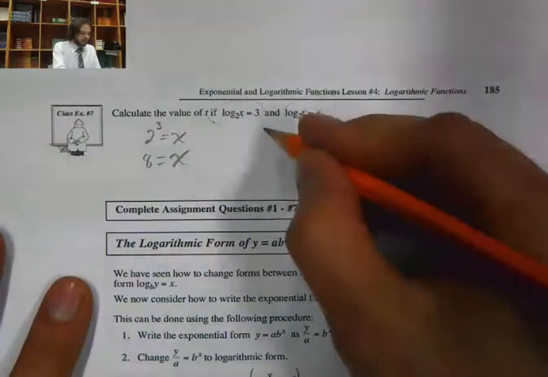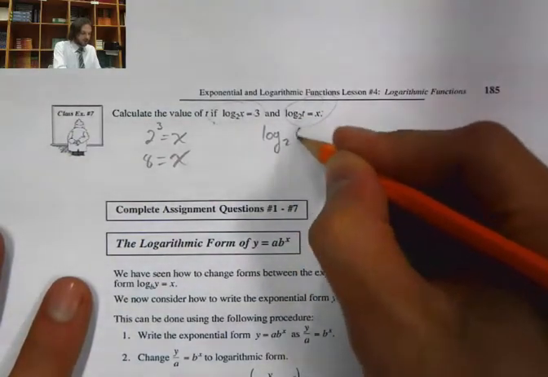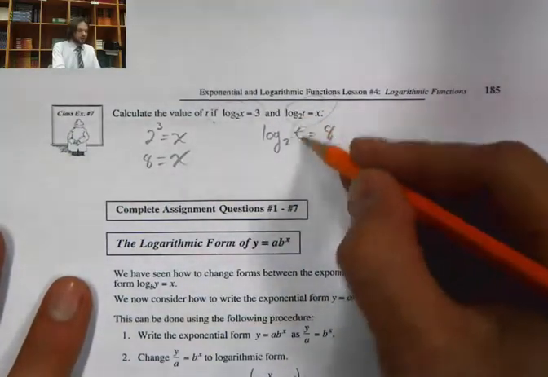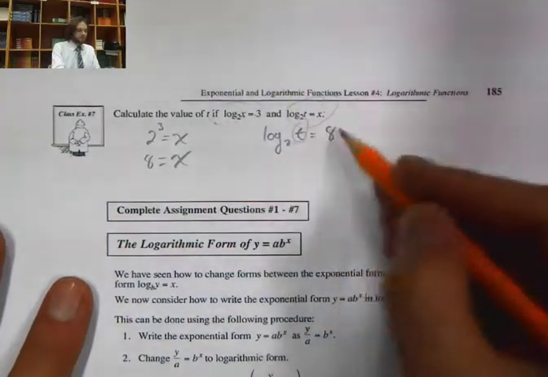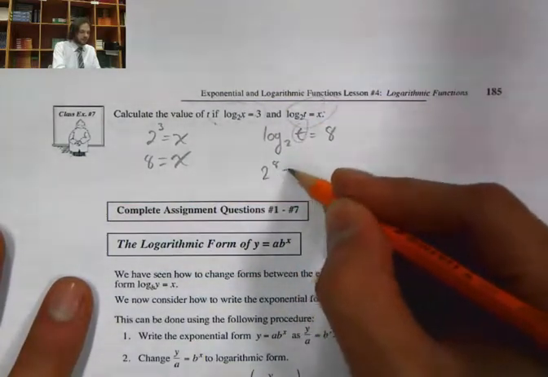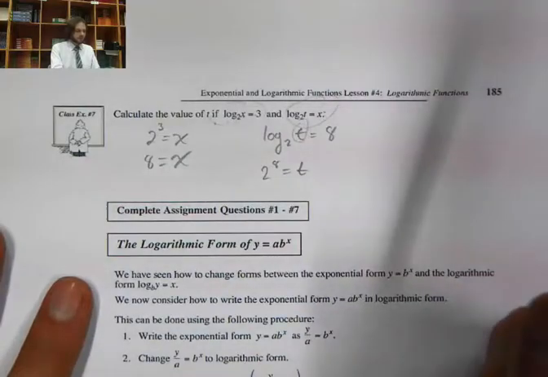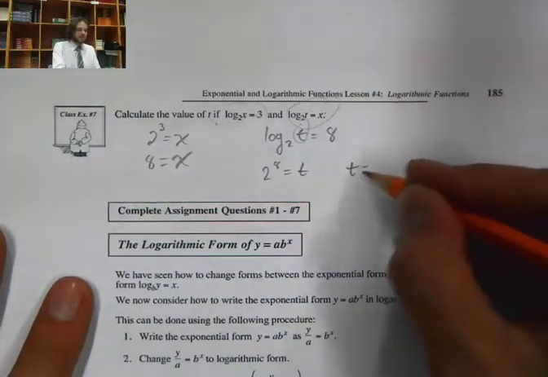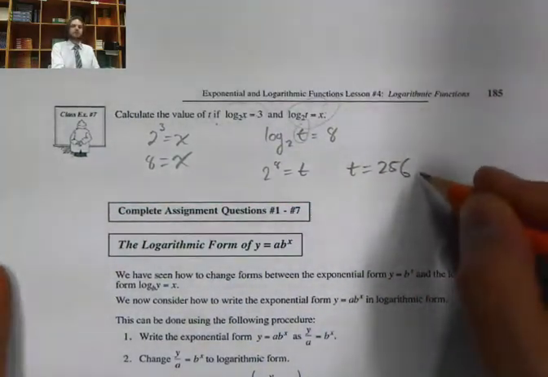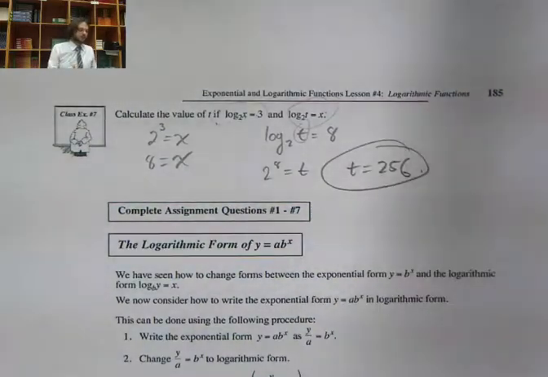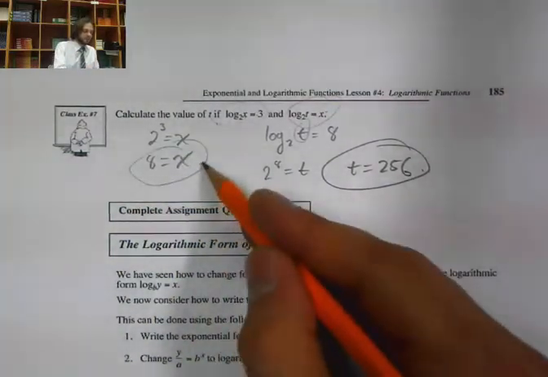So now I have log base 2 of t is equal to 8. Once again, the thing I don't know is that. We know my exponent. So 2 to the 8 is equal to t. All right? So then we end up getting t is equal to 256. And that's everything. So that's my answer. See how I did that?